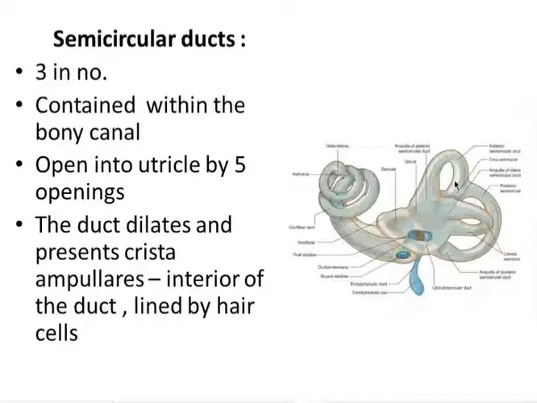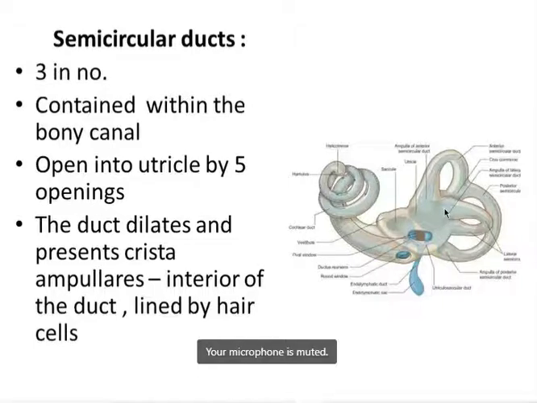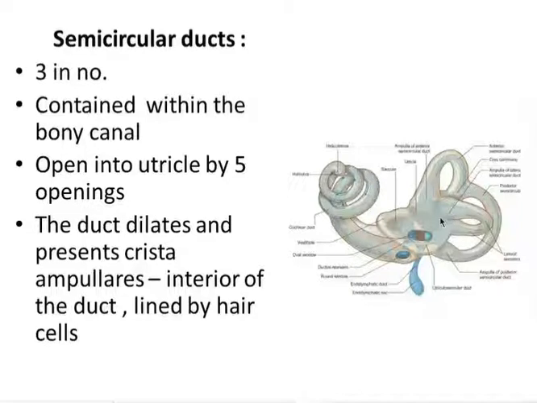The three semicircular ducts are contained within the bony canals and open here by the five openings. At one point the duct dilates. You can find a dilatation of the duct, and the dilated part is known as the ampulla. Inside it is the crista ampullaris. What is the crista ampullaris? At one point the semicircular duct dilates and forms the ampulla, and inside the ampulla there is a ridge, and this part is lined by the hair cells.